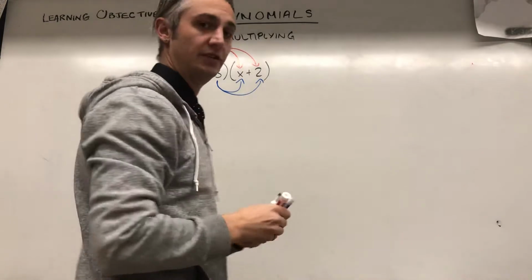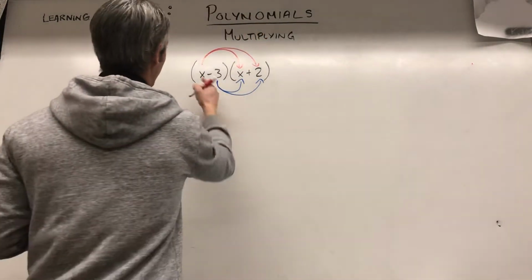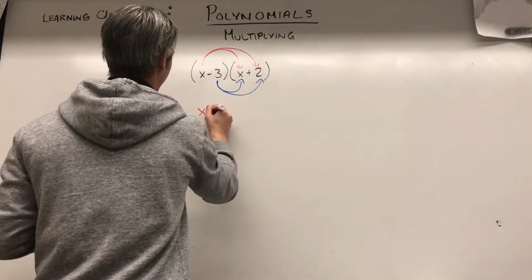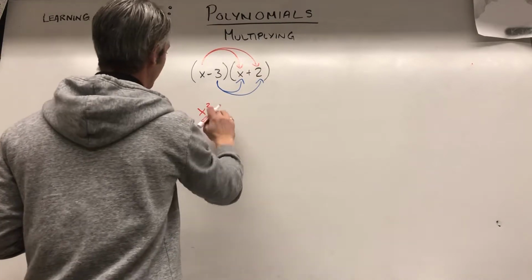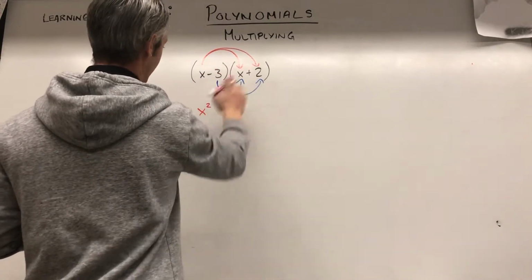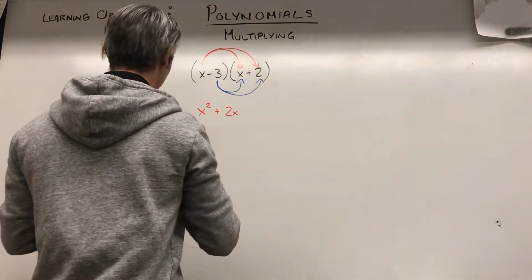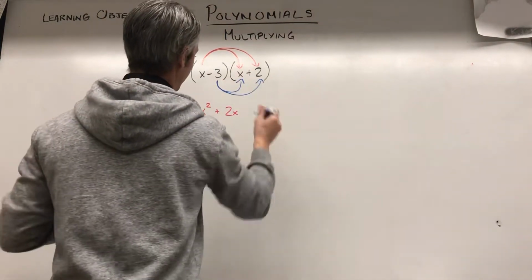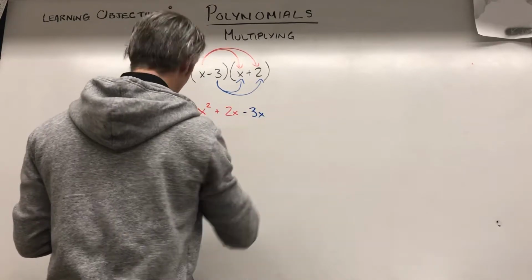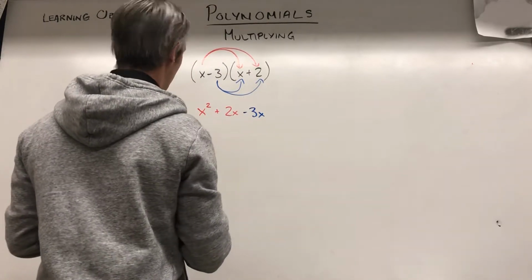So if I do this exercise, I get x times x is x squared. I'm going to skip that step of writing them both. So 1 plus 1 is 2, x squared, plus 2x, minus 3 times x, minus 3x, minus 6.